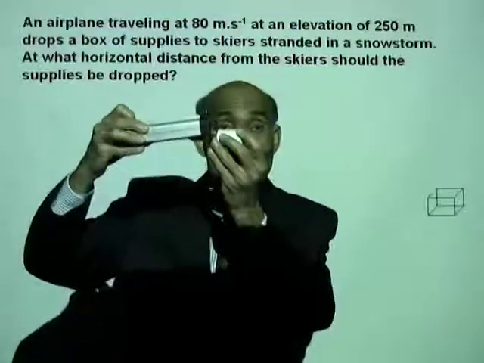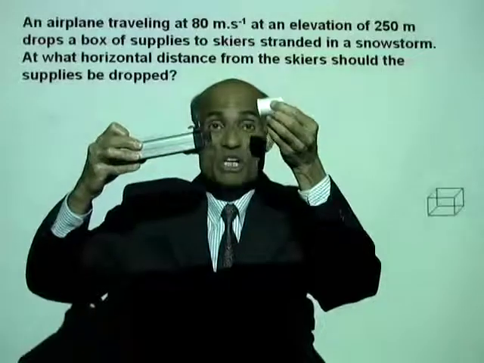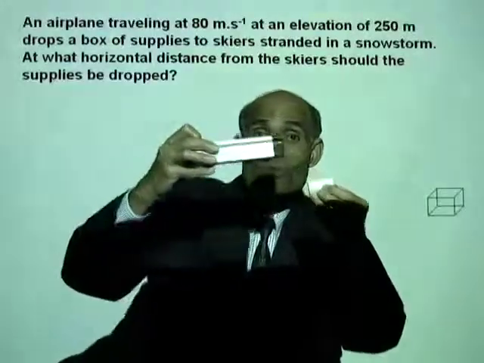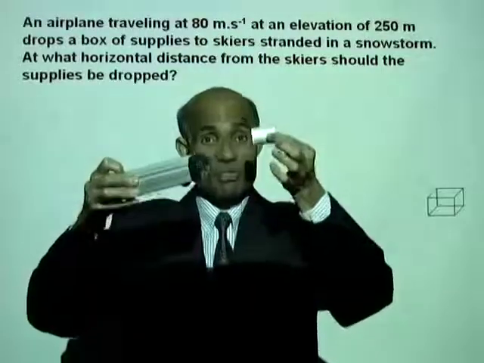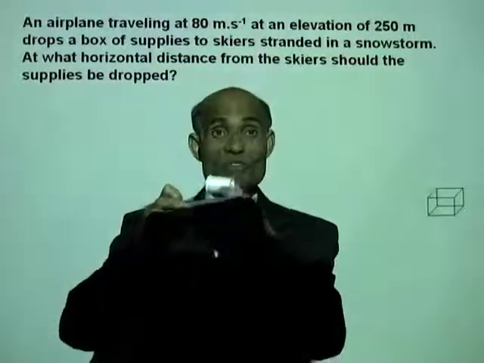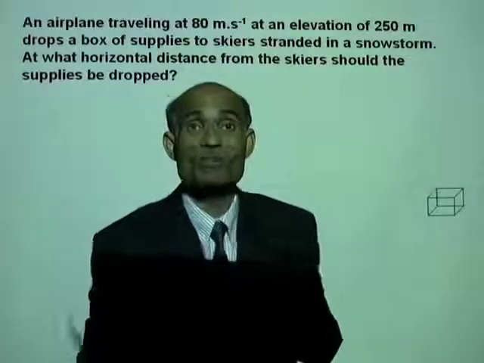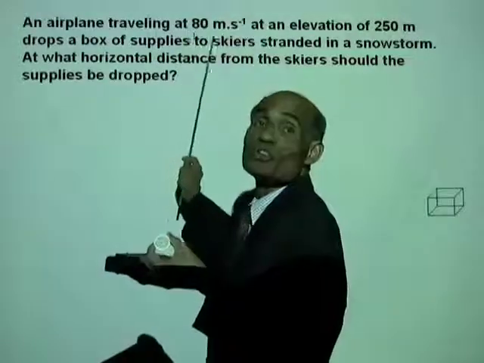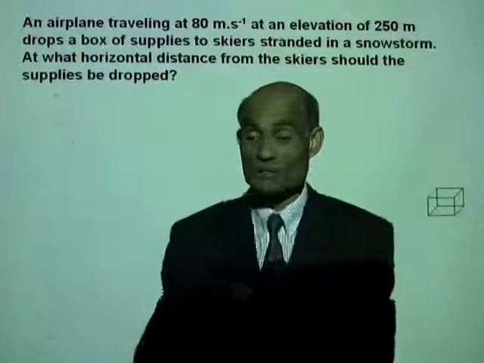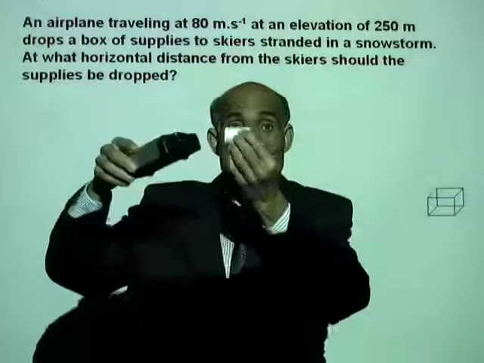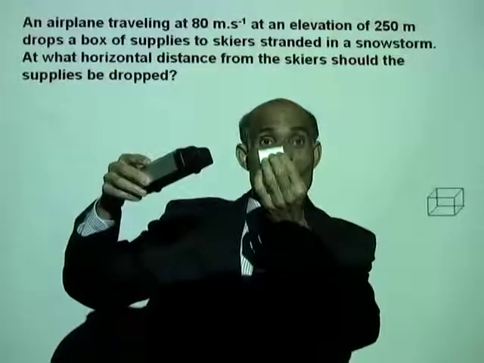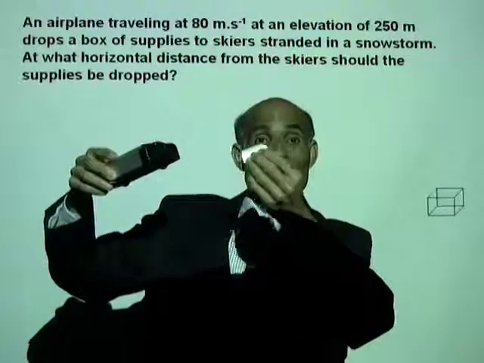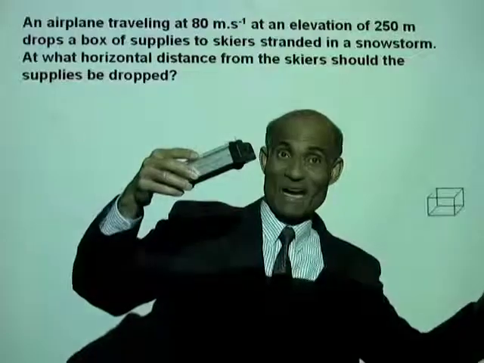Now, just before it is dropped, you can see the box is moving with the velocity of the plane. So this has a horizontal velocity. What is the horizontal velocity of the box? It is the velocity of the plane. So the box is dropped with a horizontal velocity of 80 meters per second. It is a horizontal projectile.